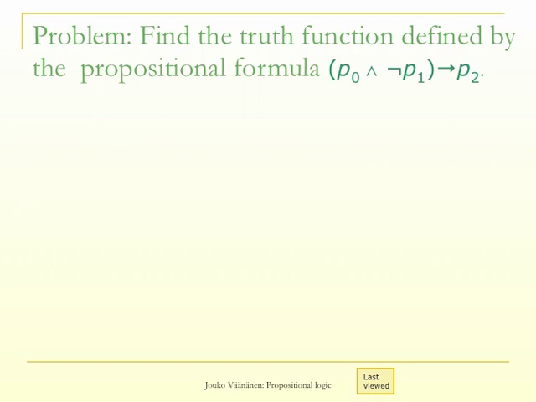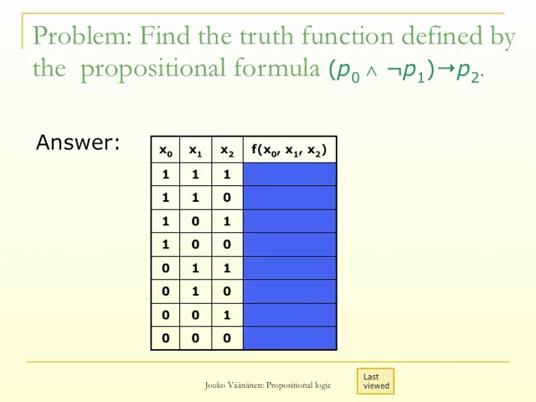Let us denote the value of P0 by x0, the value of P1 by x1, and the value of P2 by x2. So we need a function f(x0, x1, x2) of the three variables x0, x1, and x2, so that if x0 equals v(P0), x1 equals v(P1), and x2 equals v(P2), then f(x0, x1, x2) equals v((P0 and not P1) implies P2).